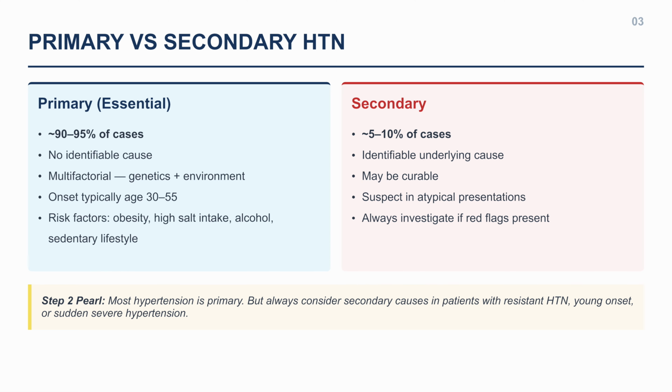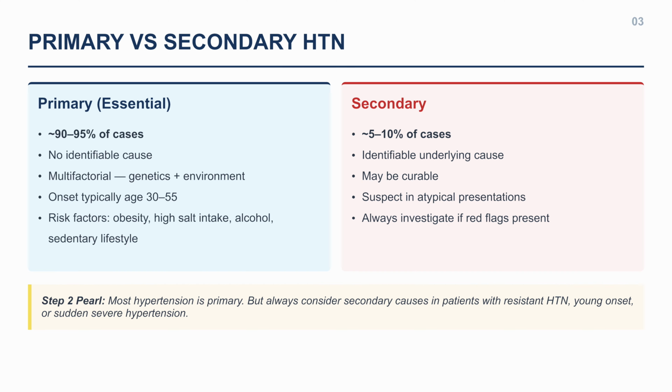Hypertension is classified into 2 main types based on cause. Primary hypertension, also called essential hypertension, accounts for about 90 to 95% of cases. It has no single identifiable cause and results from a mix of genetics and environment. It usually appears between ages 30 and 55. Modifiable risk factors include obesity, high salt intake, alcohol, and sedentary lifestyle.